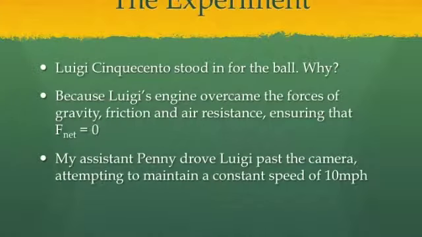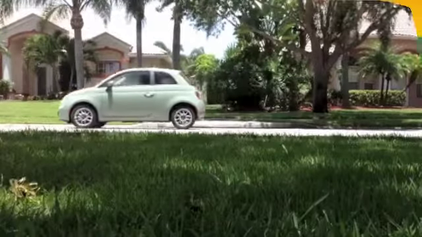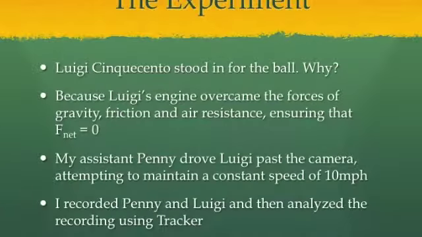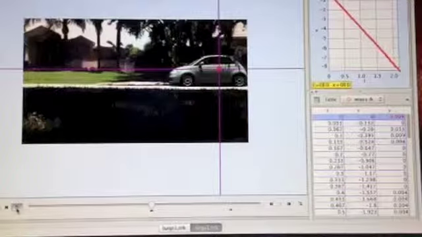My assistant Penny drove Luigi past my camera, attempting to maintain a constant speed of 10 miles per hour. I took a video with my iPhone and then I analyzed it using Tracker. I set up a coordinate system which would provide a reference point for the direction of the velocity vector. On this coordinate system, the positive x direction is toward the right of the picture, the positive y direction is toward the top of the picture.